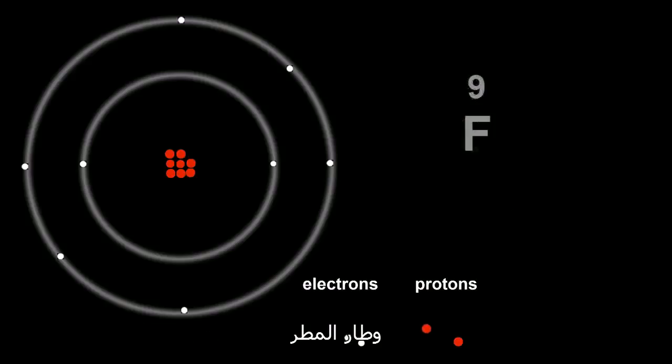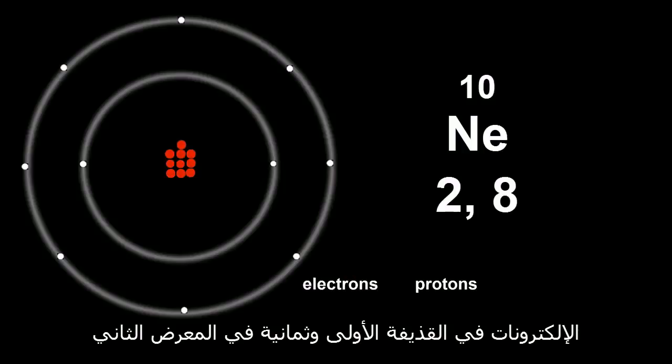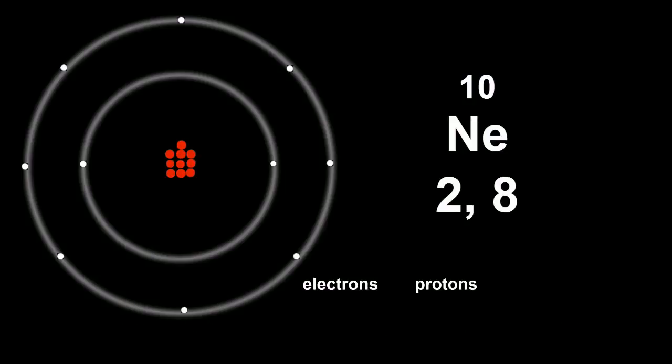Number 9, fluorine. Number 10, neon. 10 protons and 10 electrons. Electron configuration, 2, 8. 2 electrons in the first shell and 8 in the second shell.